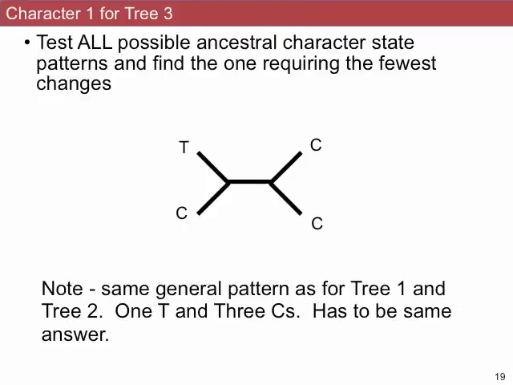Okay, so we did that for character 1 on tree 1. We now do character 1 on tree 2. There it is. There's the resulting pattern. Again, 1 step is the minimum number of character state changes required for character 1 on tree 2. We now go to character 1 on tree 3.